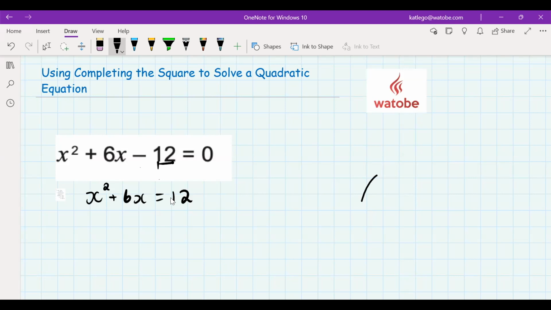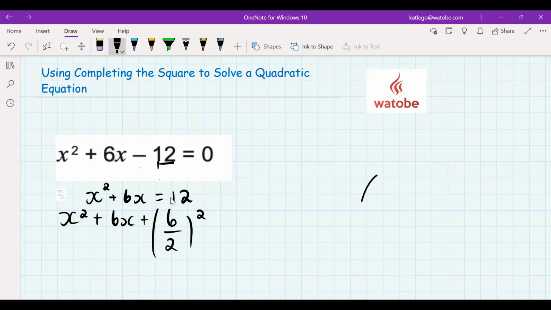I said something about half b and then square and then what? You guys are all correct. So we're going to leave our x squared because it doesn't even have a coefficient. We like it the way it is. Plus 6x and then plus, b, which is 6, divided by 2, and we're going to square that, equals.